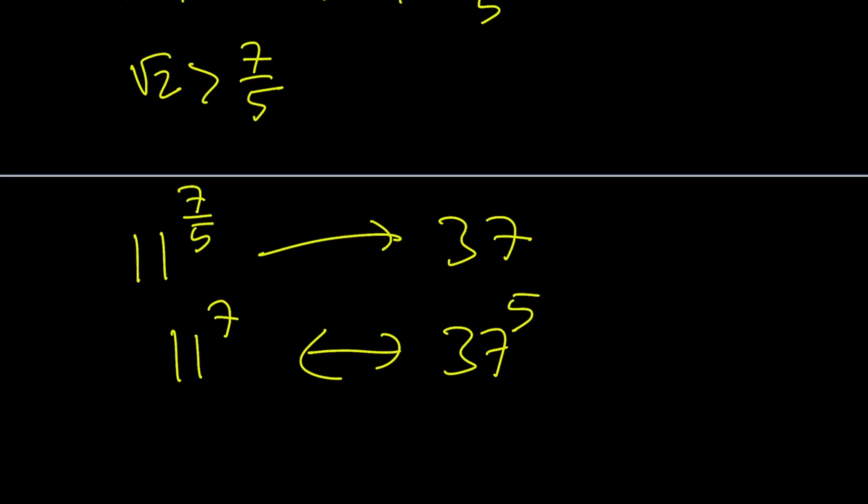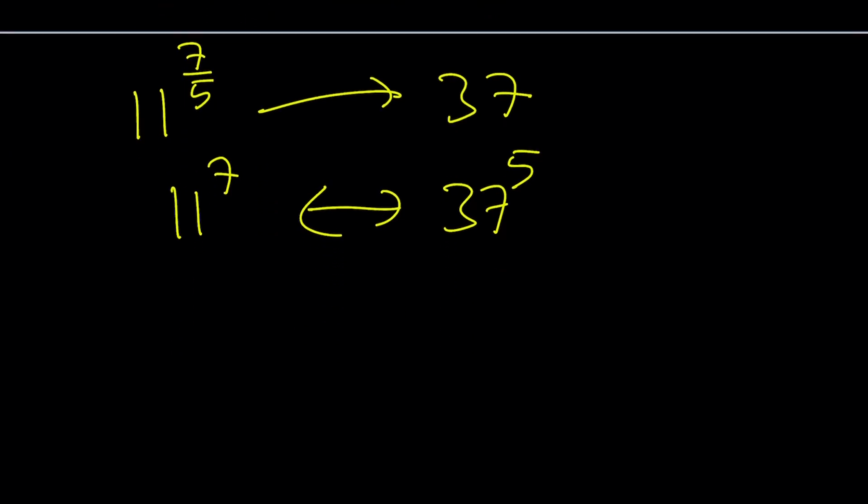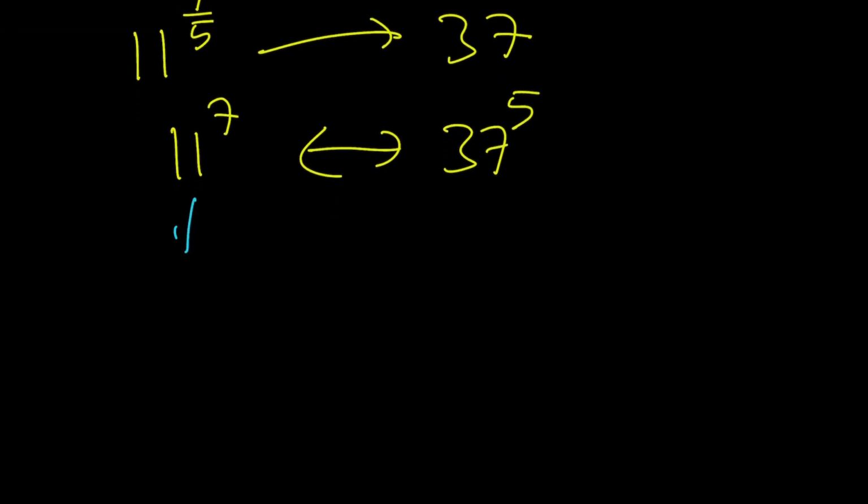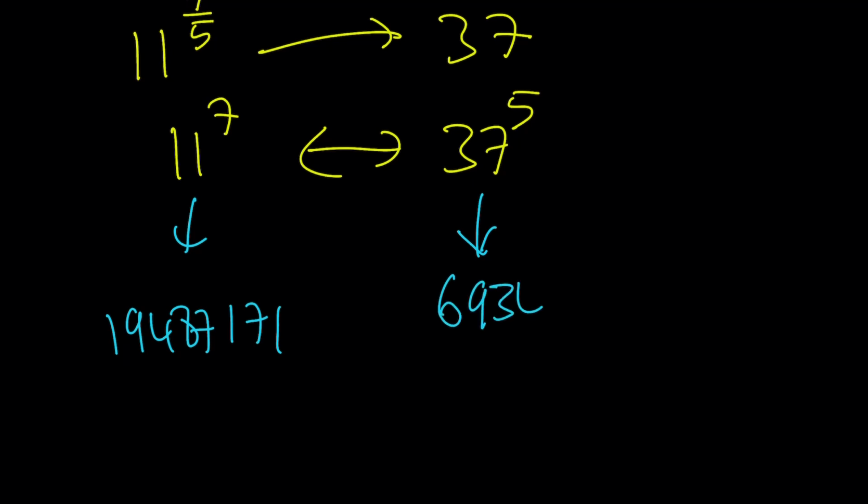And obviously, those are very large numbers, but let me give you the values for them. The numerical value for 11 to the 7th power is 19,487,171. And 37 to the 5th power is 69,343,957. Awesome. So they're both in the 10 millions. If you put the commas here, it's going to be a little easier to read these numbers. One of them is like 19 million. The other one is like 69 million.